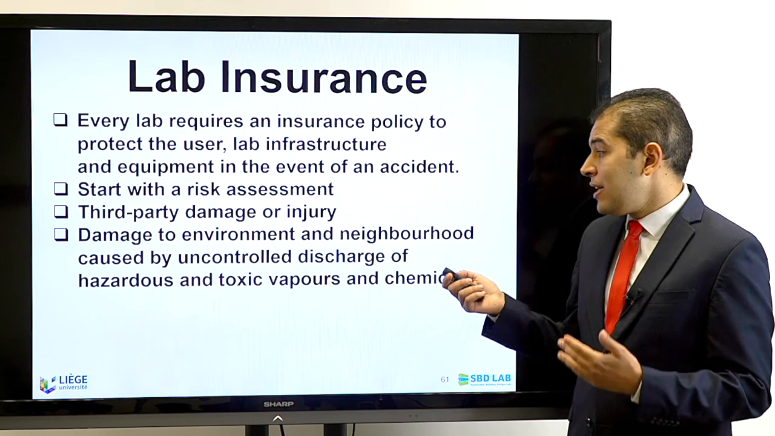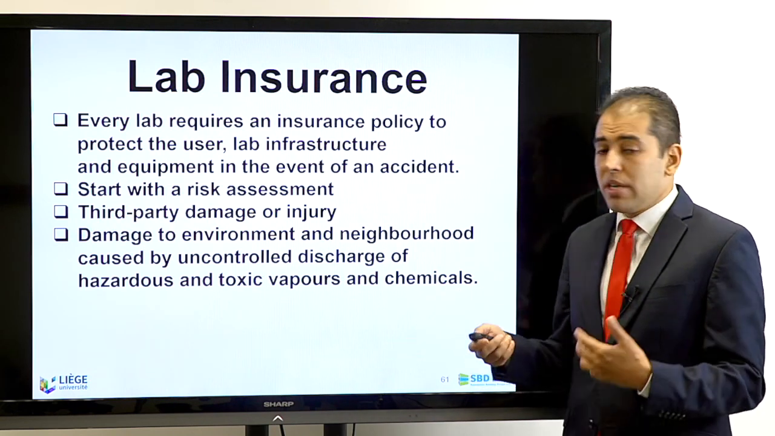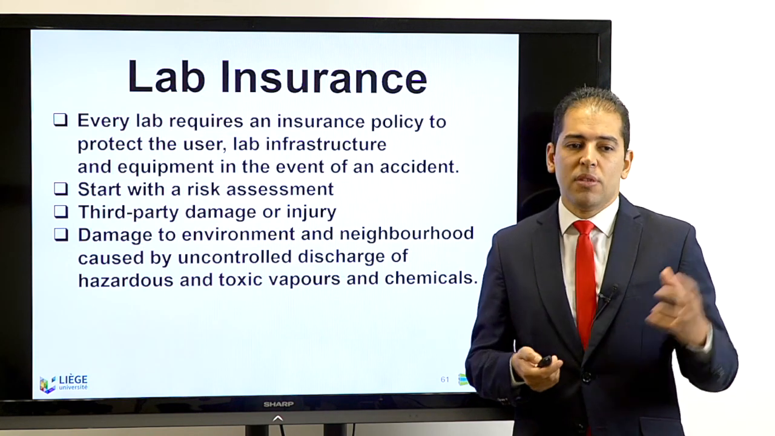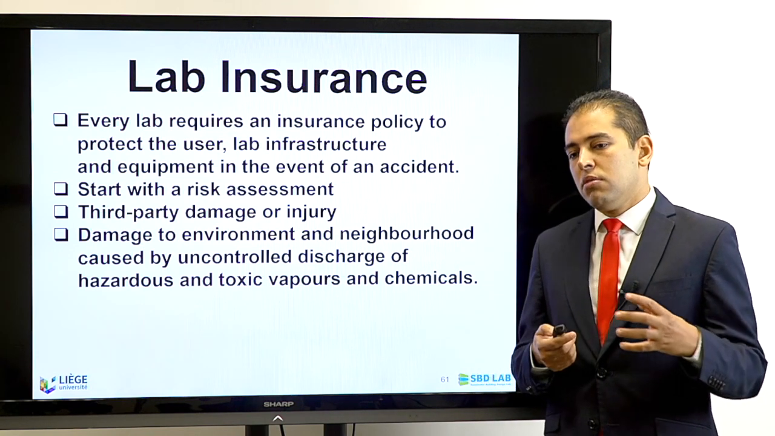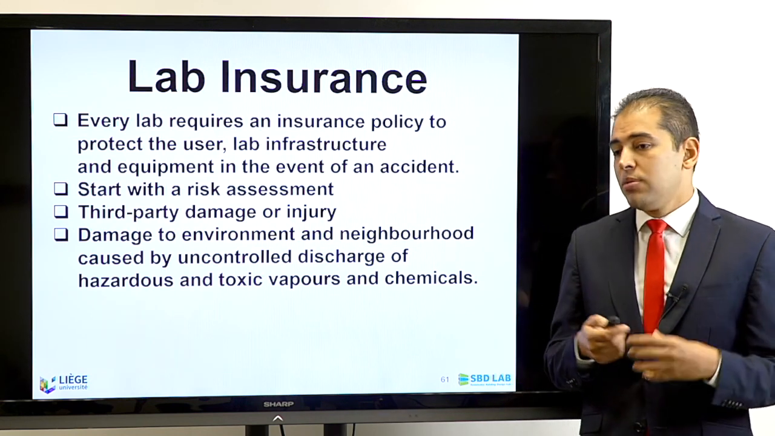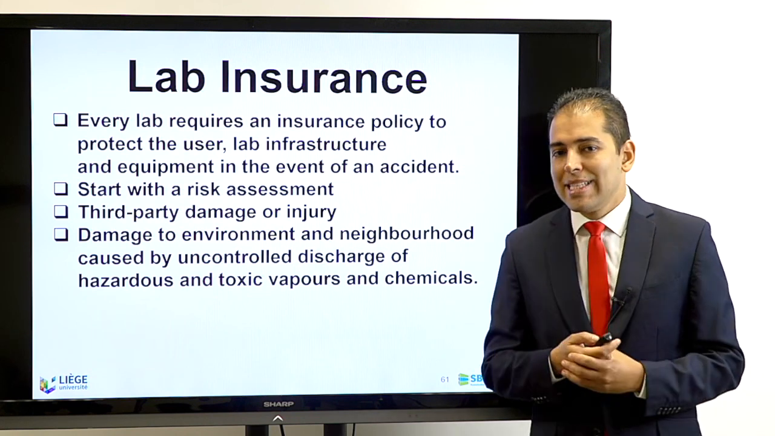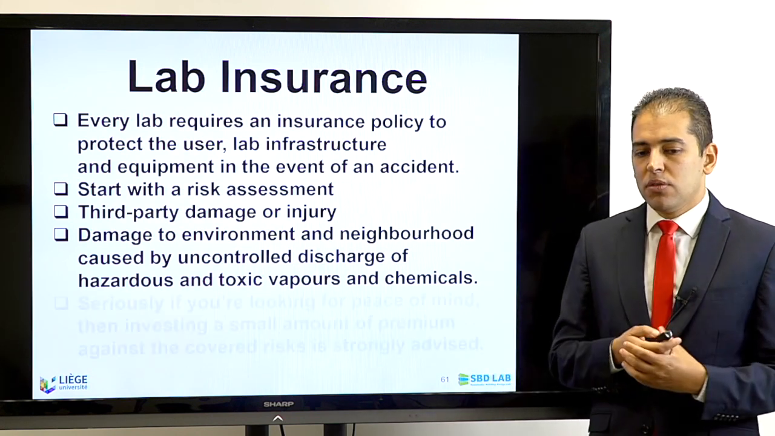Damage to the environment and neighborhood caused by uncontrolled discharge of hazardous toxic vapors or chemicals is very important. I lived in many university cities or campuses with intensive polluting labs, and in the night you can feel that something is going wrong, or sometimes there is gas leakage in the building. So these kinds of considerations are important.